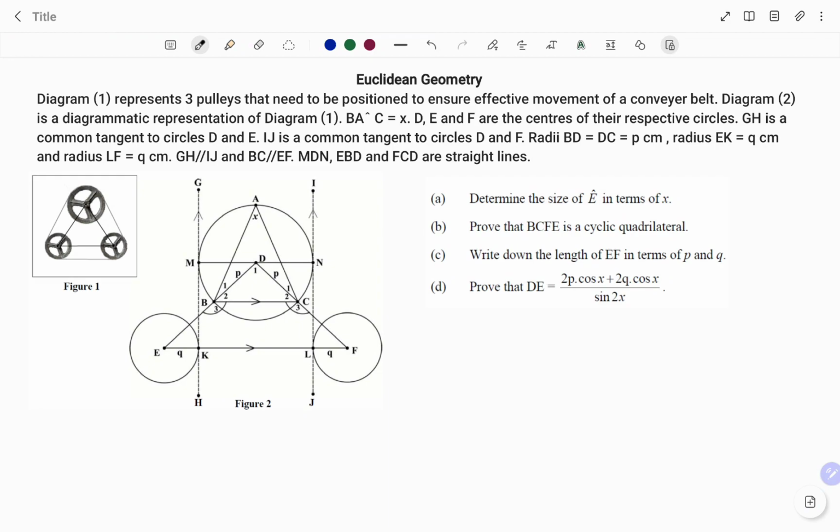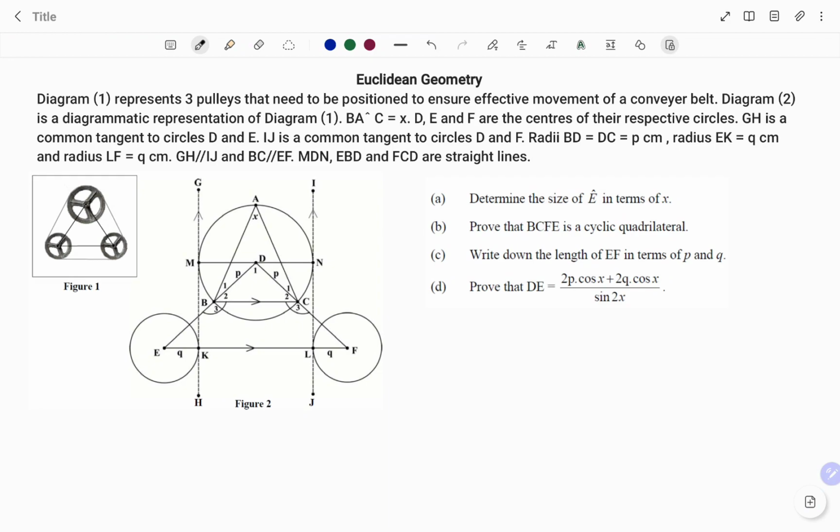Radii BD is equal to DC, which is equal to P, and radius EK equals Q centimeters. Radius LF equals Q centimeters. GH is parallel to IJ and BC is parallel to EF. MDN, EBD, and FCD are straight lines.